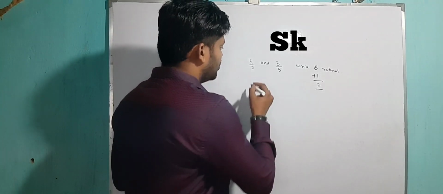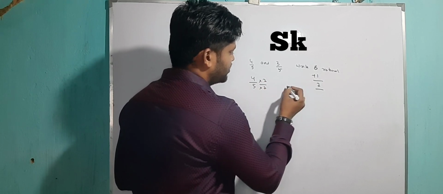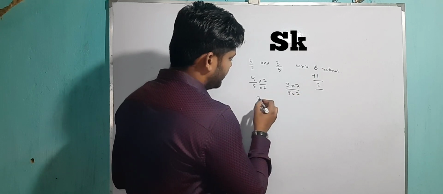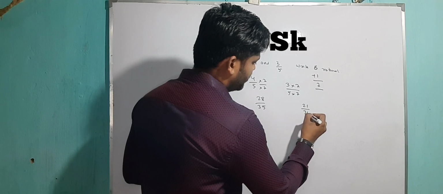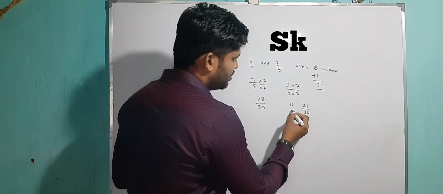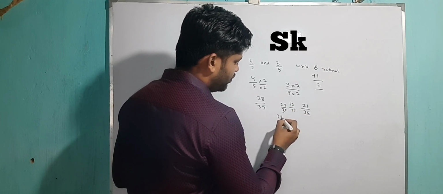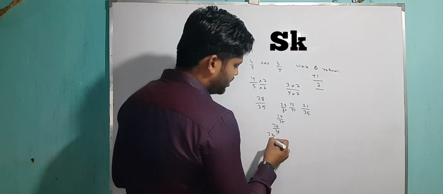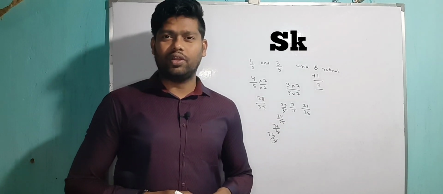So it will be 4 by 5 into 7, in both places, and in the first one also, 3 into 7, 5 into 7. So it will be 28 by 35. Here it will be 21 by 35. So the numbers are 22 by 35, 23 by 35, 24 by 35, 25 by 35, 26 by 35, 27 by 35, and 28 by 35 is already there. So easily you can do this one.